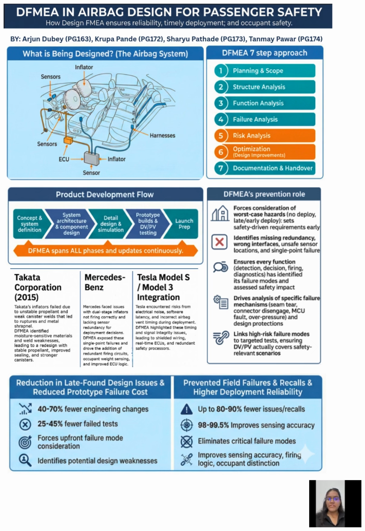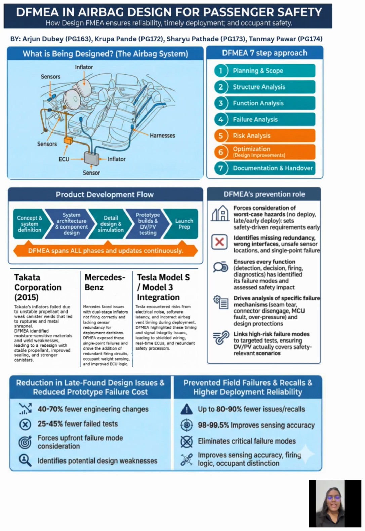Well, there are different types of FMEA, and one of them is the DFMEA, which is the Design FMEA. So it focuses on the failures that can arise because of design issues. It is done at a very early stage, during the design stage, to make sure that the product is safe, reliable, and meets customer expectations. And we are talking about critical safety systems like airbags. DFMEA becomes a life-saving tool because even a tiny design flaw in an airbag can lead to major injuries during a crash. So now let's understand the 7-step DFMEA approach that we have shown in our poster.